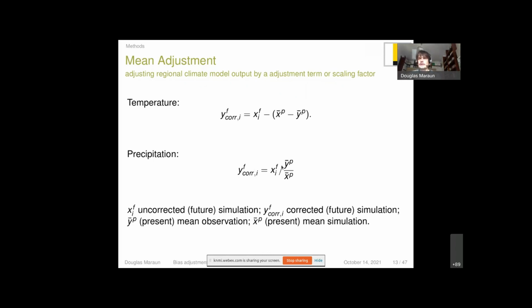With rainfall, you typically consider relative errors. So instead of differences, you would take ratios, but it is essentially the same thing. So your model is, let's say, 20% too wet. So you rescale it by these 20%.